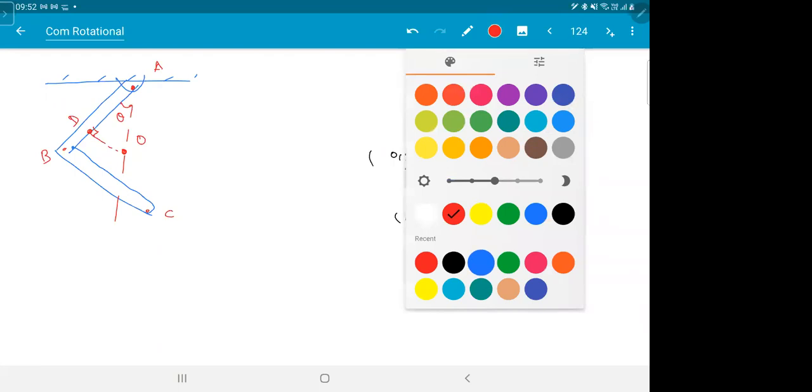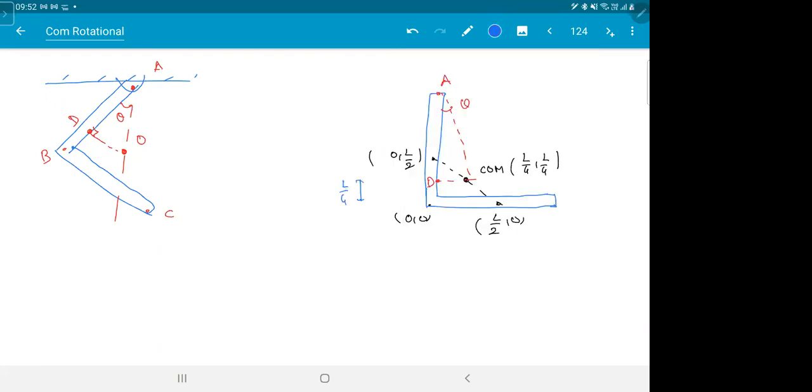And if you look at the distances, this was L by 4, this was 3L by 4, this was L by 4. So if I draw a triangle AOD, this would be L by 4, this would be 3L by 4, and this would be theta. So tan theta would be 1 by 3.